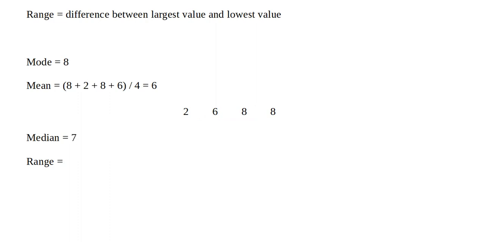And then finally my range, well, the biggest value, take away the smallest value. And there you go, the range is of course 6. So again, mode 8, mean 6, median 7, they happen all to be different values. Sometimes they're the same, but notice every one of those averages is between the lowest 2 and the highest 8. Let's move on.